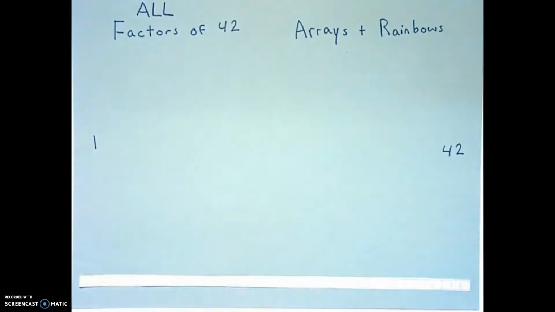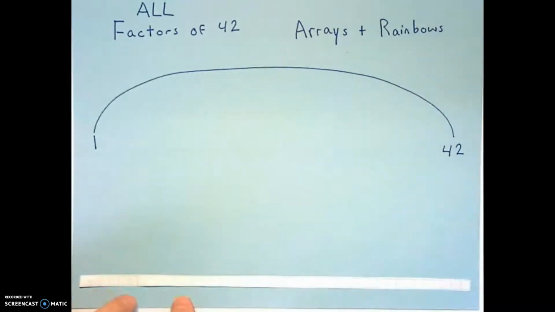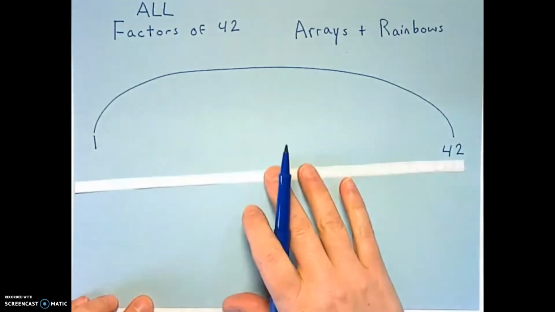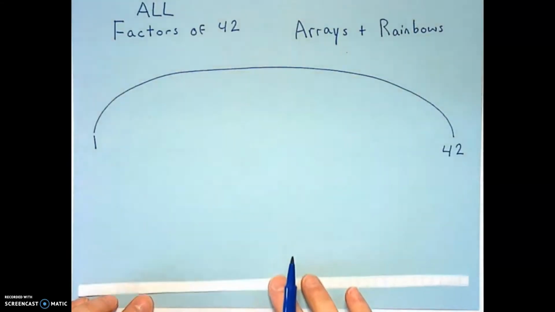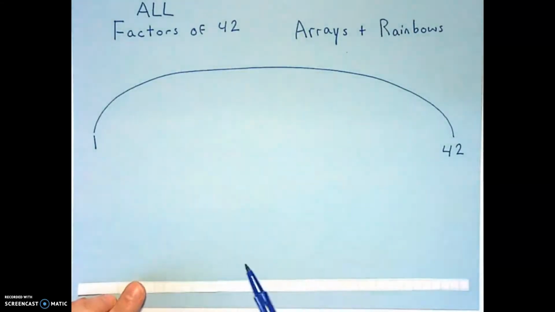Okay, so one of the things that I wanted to do is talk about several things. So 1 and 42 is one factor pair, and this is the array for that, which is not the most beautiful array, but it's the best that I could do right now. So 1 and 42 is clearly like 1 by 42. That's the array, and we're starting to make a rainbow.